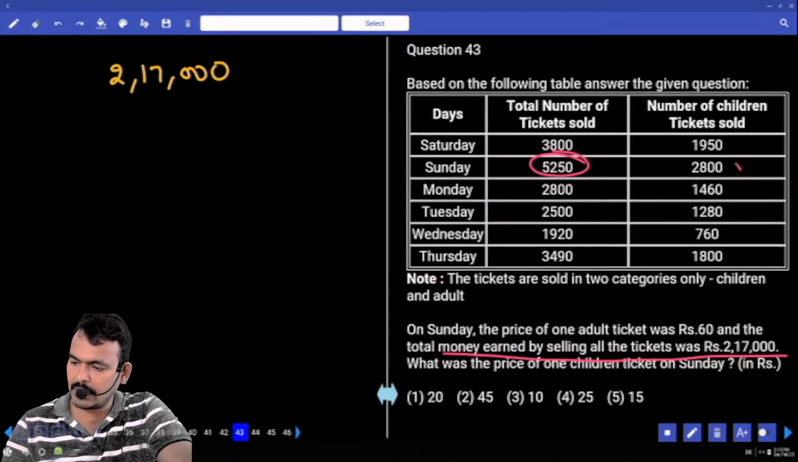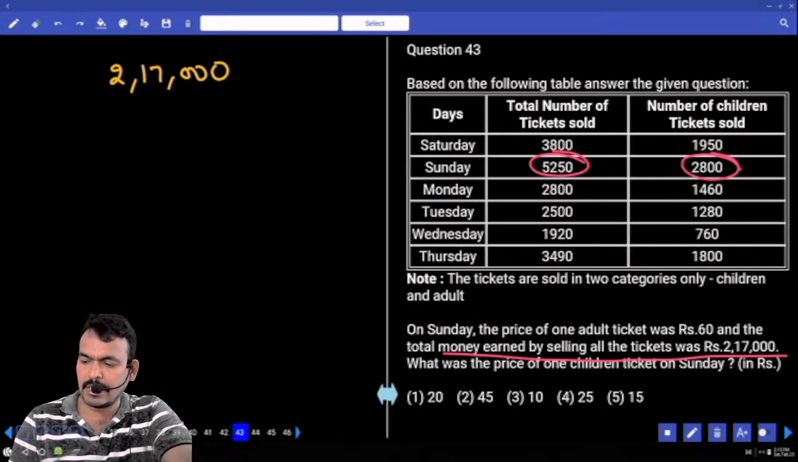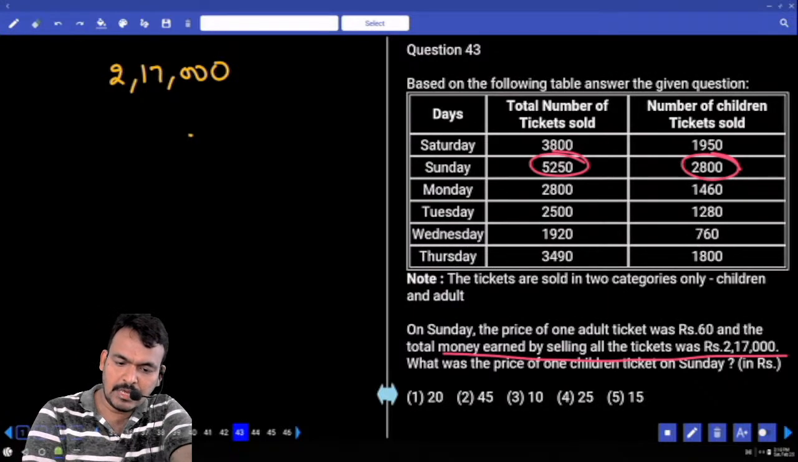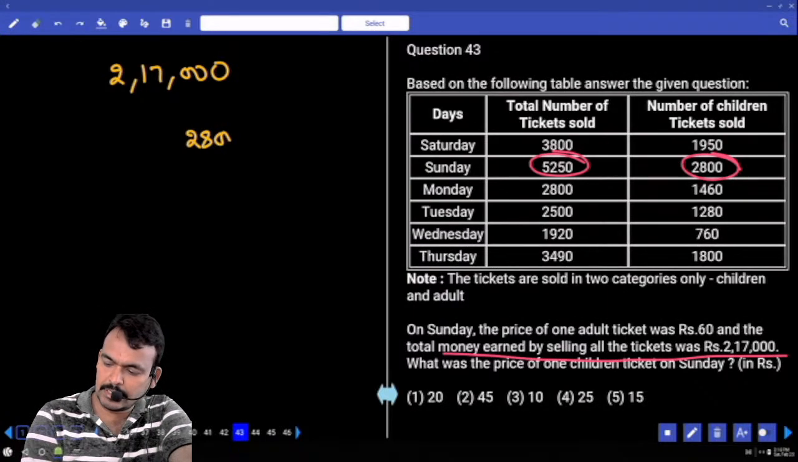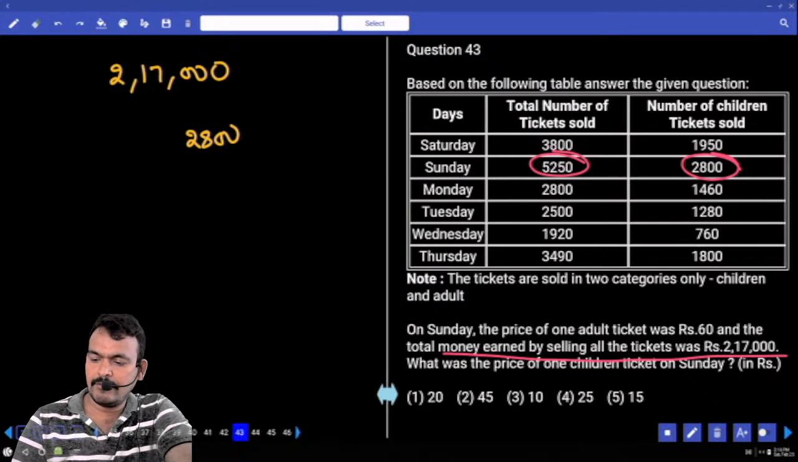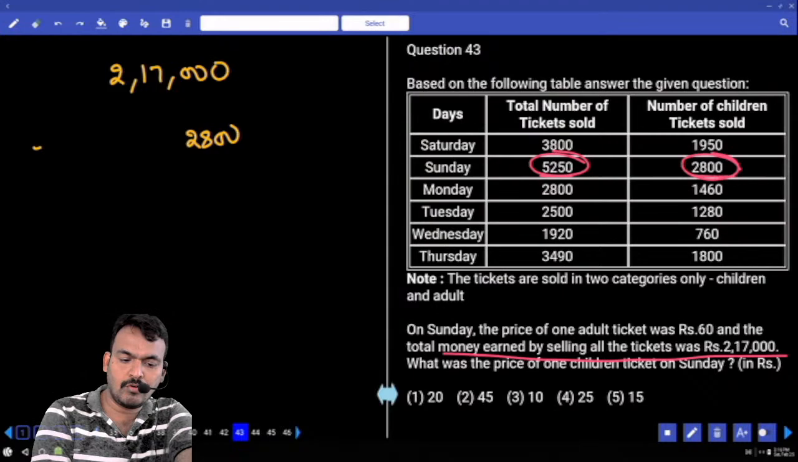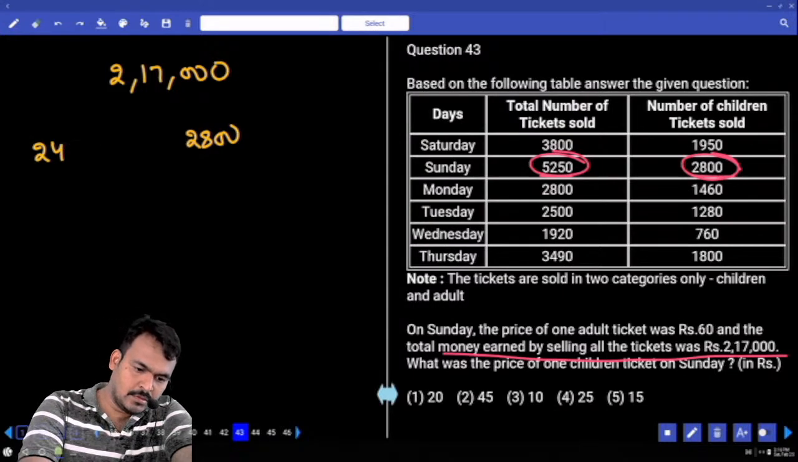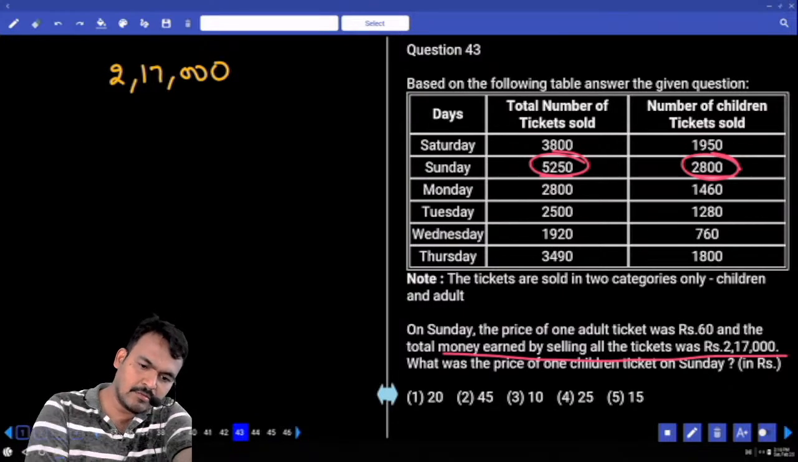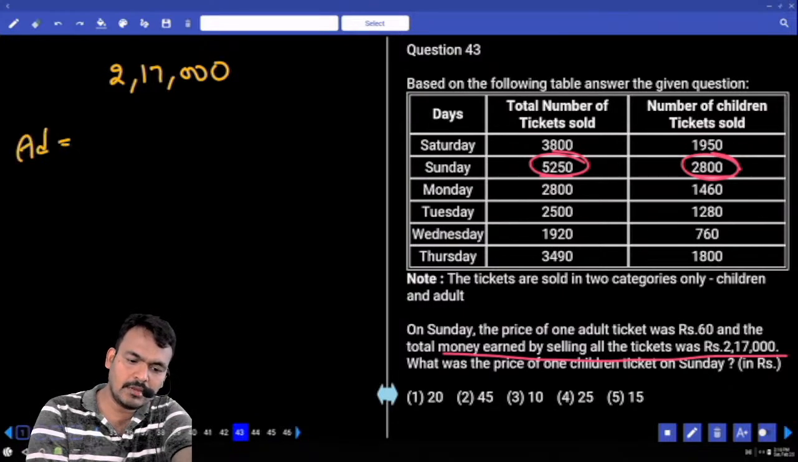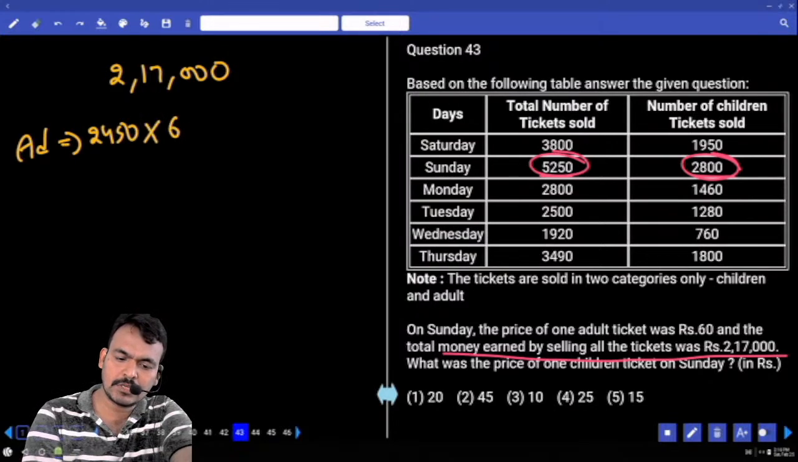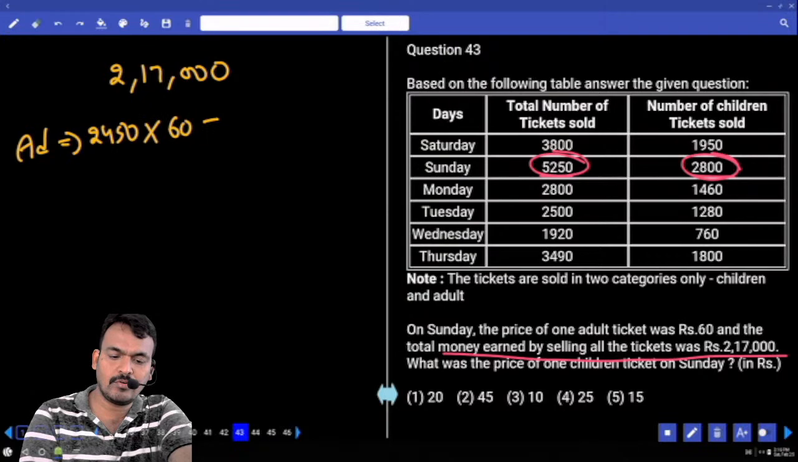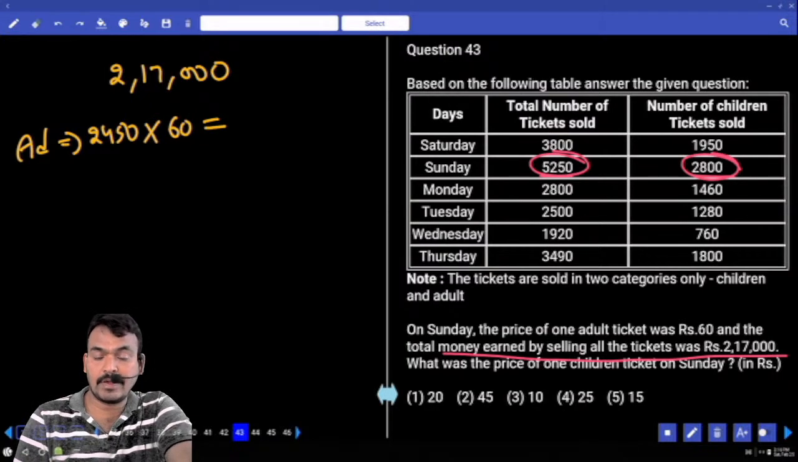5250. In that, the number of children is 2,800. Adults are 5250 minus 2800. What is the remaining? 2450. Okay. 2450 are adults. Every adult is how many rupees? 60 rupees. Then we get 2450 into 60.